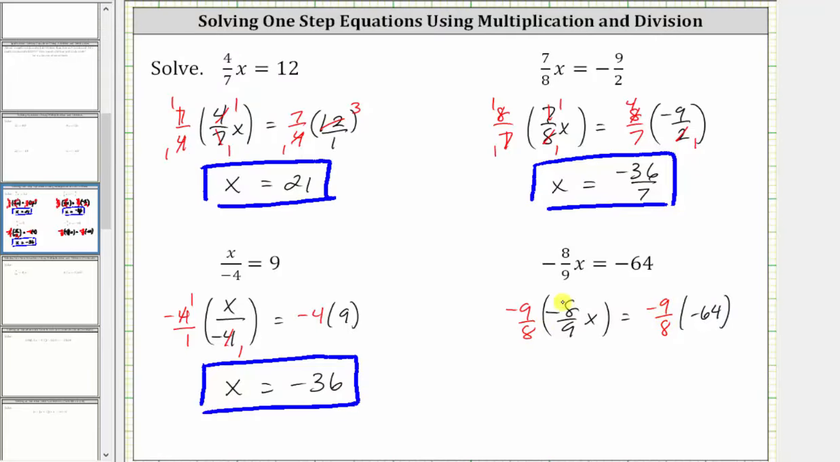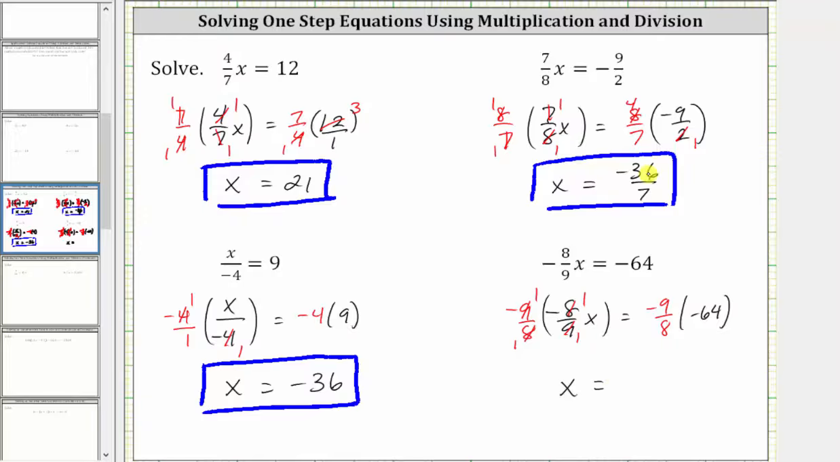Multiplying on the left, we have 72/72 x, which is 1x, or simplifying, we have a common factor of 9 as well as a common factor of 8 between the numerators and denominators. 9 divided by 9 simplifies to 1 here as well as here. Just keep in mind this is really negative 1 because of the negative sign here. And 8 divided by 8 simplifies to 1 here as well as here. And again, this is really negative 1. So we have negative 1 times x, which is x.